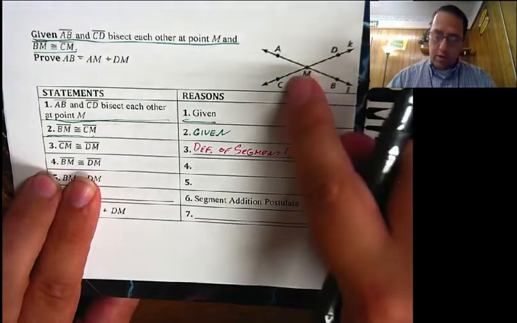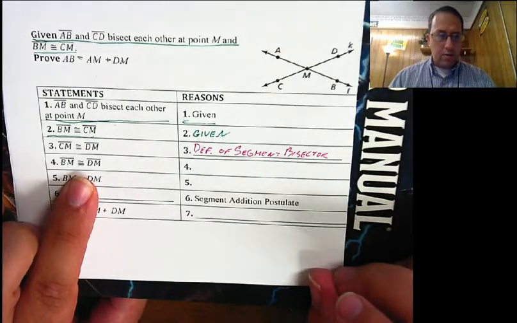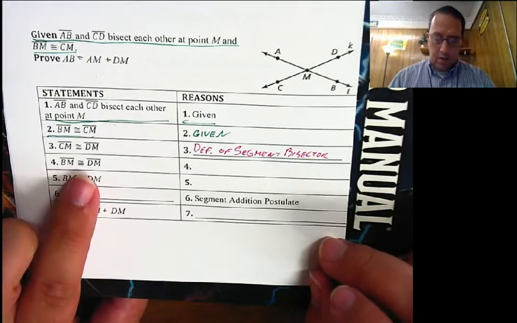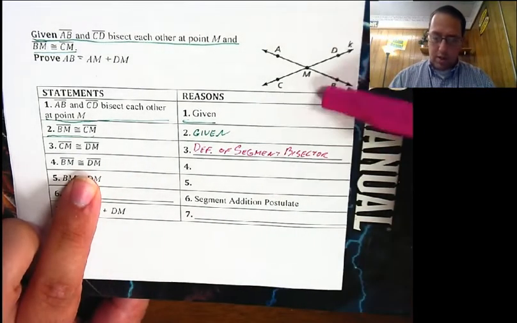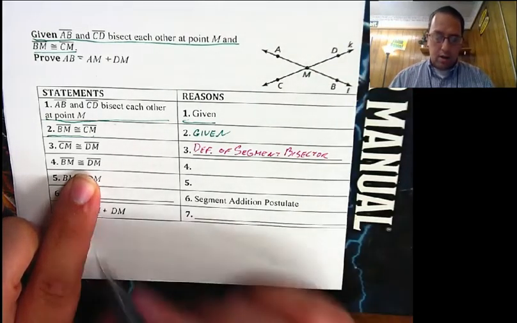Now we know that these two are congruent to each other. What else do we have here? Segment BM is congruent to segment DM. How do we know that BM is congruent to DM? They're not on the same line, right? They're on different lines, so I can't say segment bisector for that.